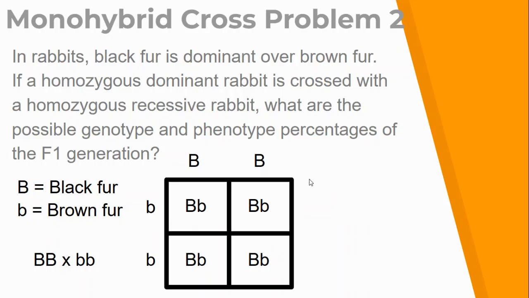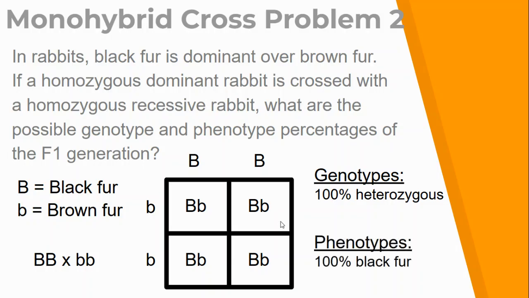Now for our possible genotype percentages, we see all these babies will be the same. So we would say that there's a 100% chance that any offspring of these rabbits will be heterozygous. Hetero means different, so we have a dominant and a recessive allele, different alleles. So 100% heterozygous for the genotypes. And for the phenotypes, every box that has a capital letter will code for the dominant allele. So all of these babies will have black fur. So we'd say there's a 100% chance of the babies having black fur.